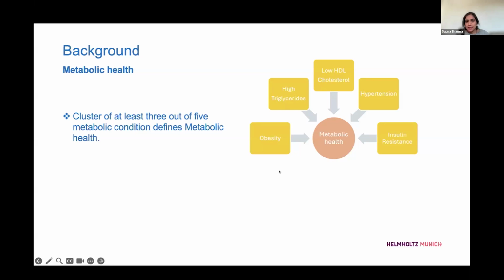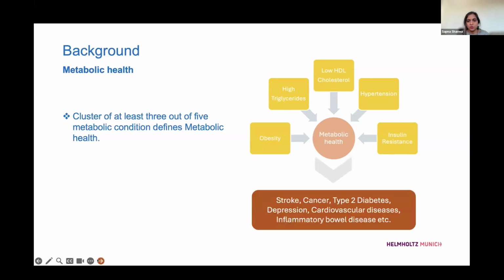And it's easy to understand, easy to get a grasp on, and if we understand this better, we can prevent ourselves from getting into bigger trouble of strokes, cancer, diabetes, depression, etc. So early detection of any chronic condition is where metabolic health plays a role.